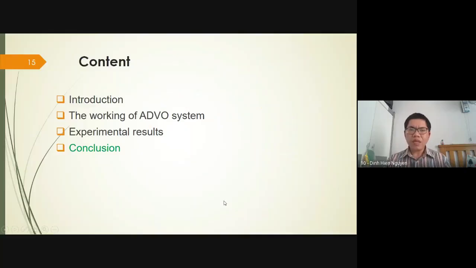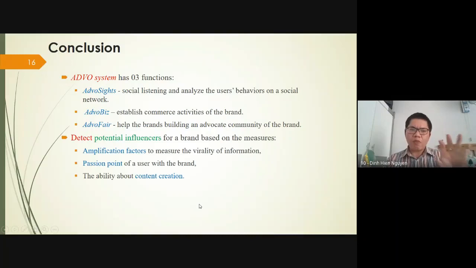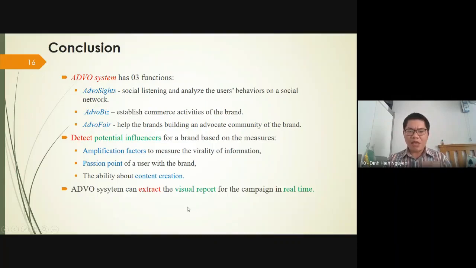In this presentation, we have presented the ADVO system, which has three functions: ADVO side for social listening and analyzing user behavior on social networks, ADVO bit to establish the community activity of the brand, and ADVO fair to help the brand build an advocate community. The system can detect potential influencers for a brand based on three measures: amplification factor, person boy, and content creation score. It can also produce visual reports for the campaign in real time. Through the experimental results, we can see that our system can be applied in the real world with real campaigns in practice.